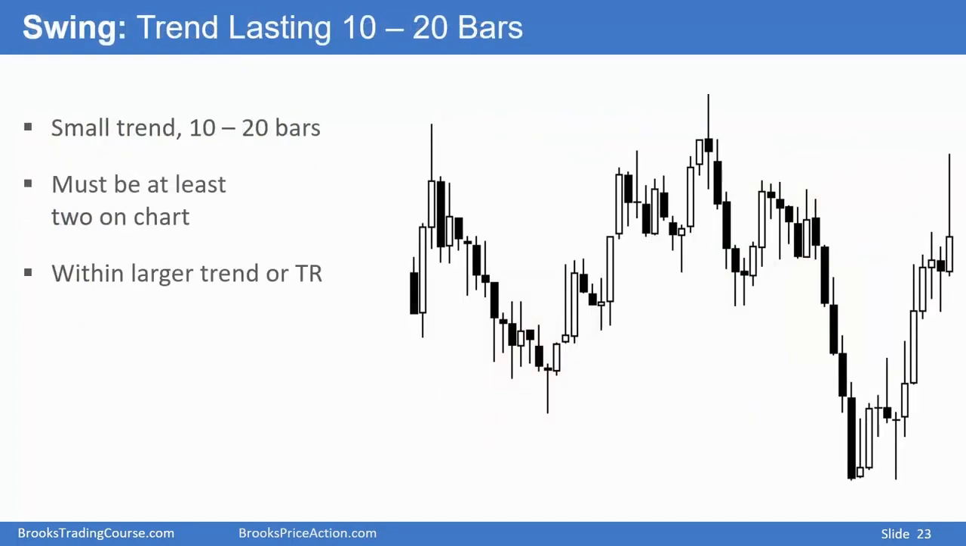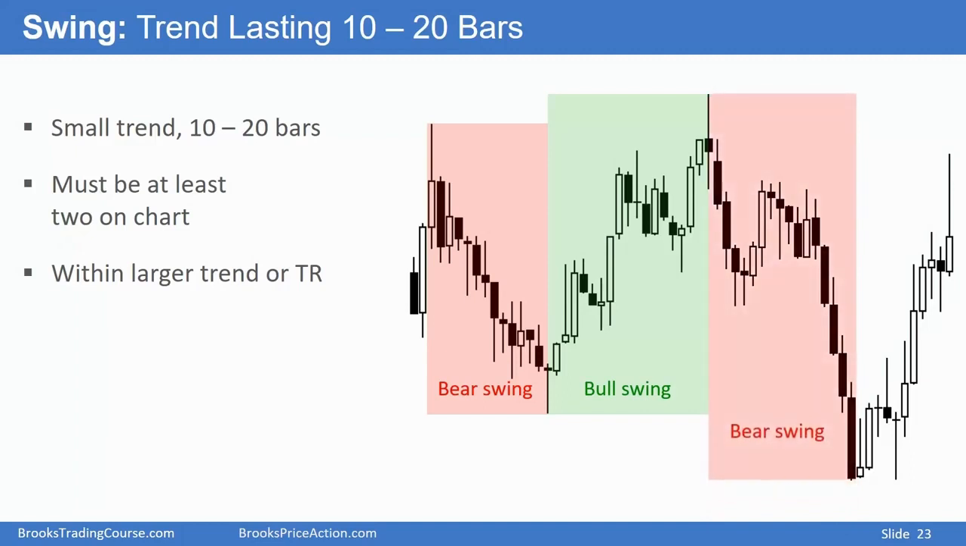The swing usually lasts 10 to 20 bars and goes far enough for a swing profit. So a swing profit in general is about 3, 4, 5 times bigger than the smallest scalp. A bear swing, bull swing, bear swing, bull swing.